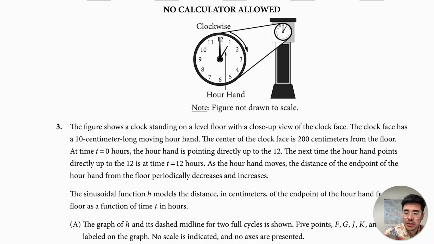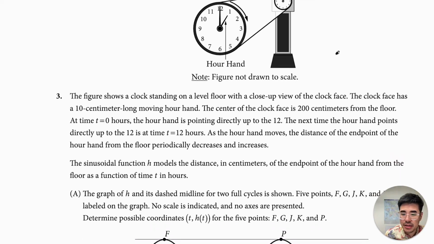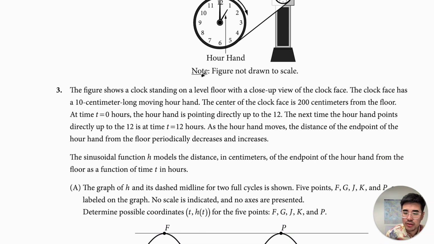So moving on to question 3, this is a non-calculator question. We're given this picture of a clock over here, and then we're told that we have this clock face that has a 10 centimeter long moving hour hand. The center of the clock face is 200 centimeters from the floor, and then at time t equals 0, the hour hand is pointing directly up to the 12. Like it's midnight, right? The next time the hour hand points directly up to the 12 is at t equal to 12, so that'd be 12 noon.